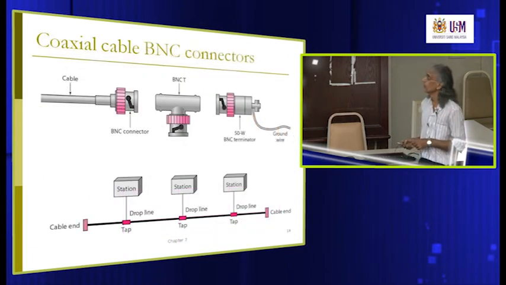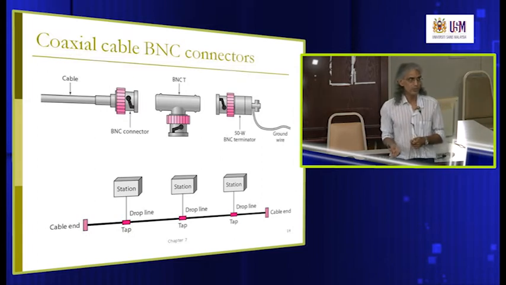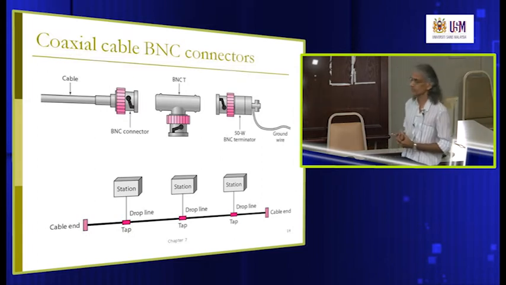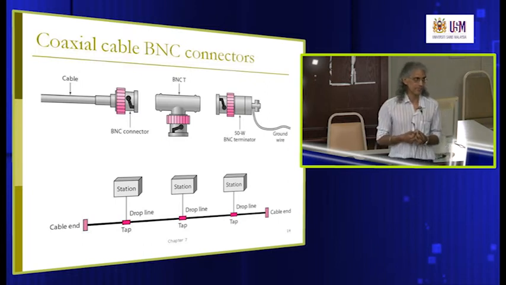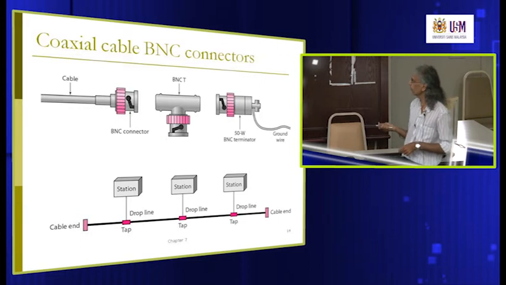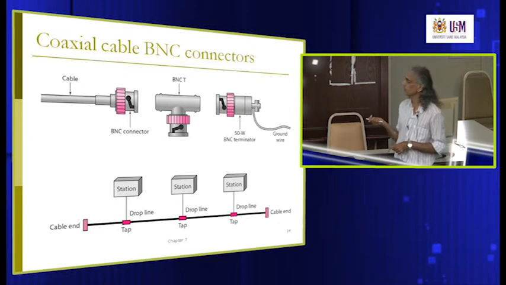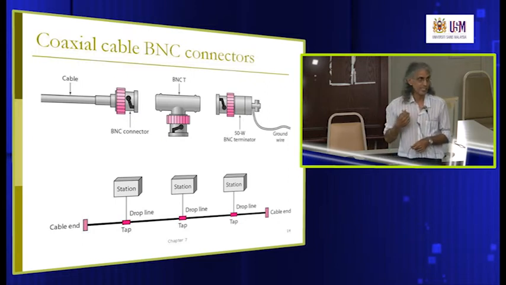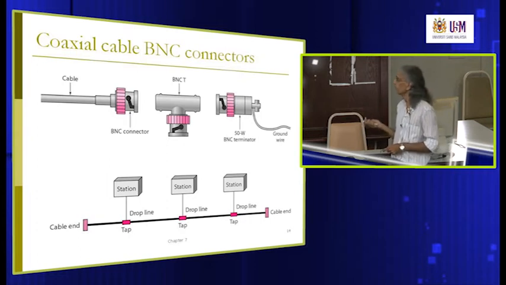So, for twisted pair cables, UTP, we use the RJ45 connector. For coaxial cables, we have to use a different kind of connector. The main thing is that, before we go into that, look at this. This is a topology. We connect three machines. Now, what topology is this? It's a bus topology.